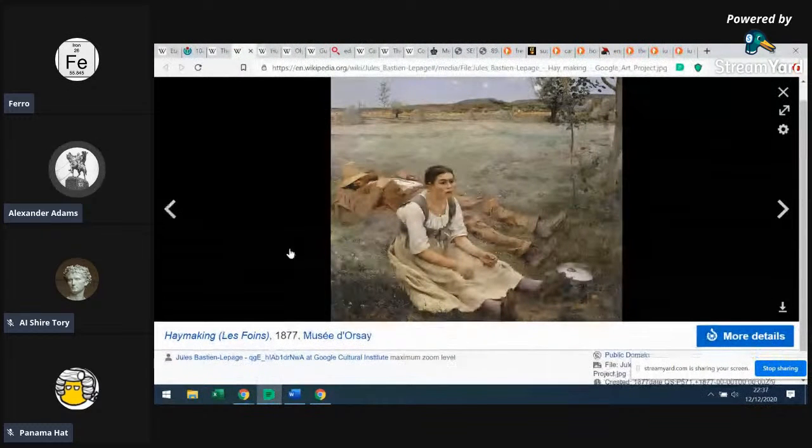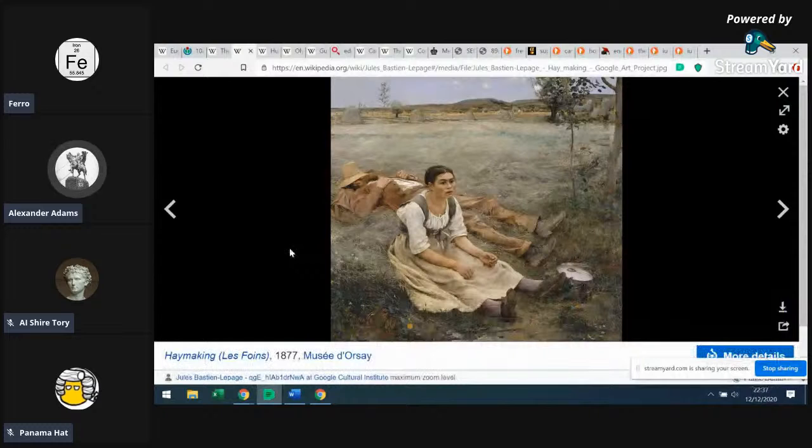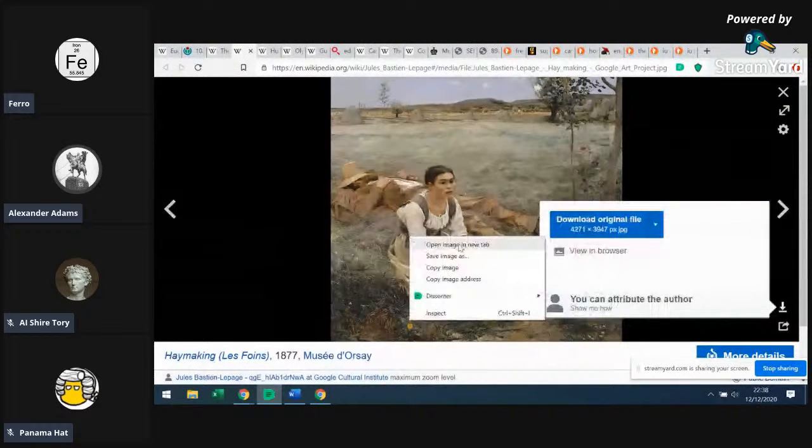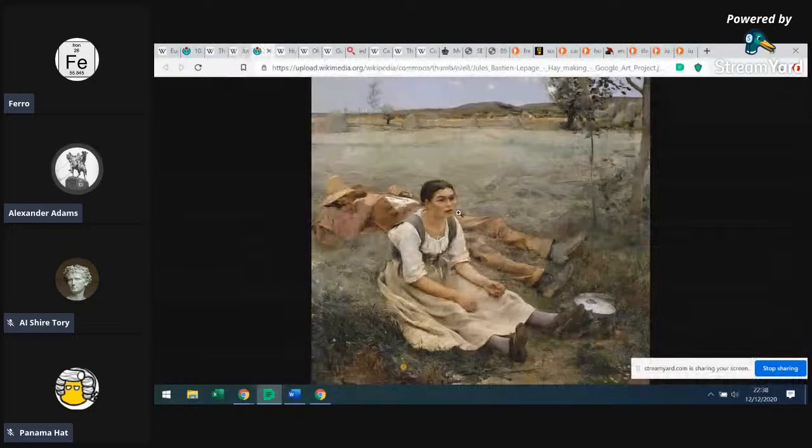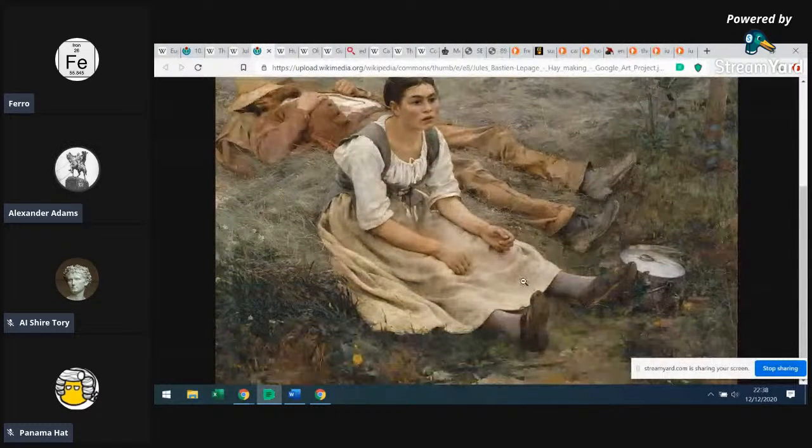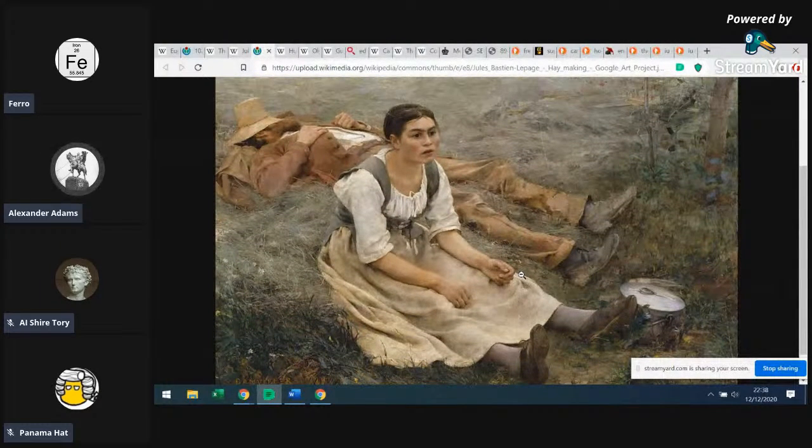Yeah. So here we have an example of naturalism. You've seen some realism, which was the Stonebreakers by Courbet and then Millet's Gleaners. They're both examples of realism. This is an example of naturalism, which is basically hypercharged realism. So it's super realistic. This is a painting by Jules Bastien-Lepage, who was the leader or founder of naturalism. You look at this and it's super realistic.